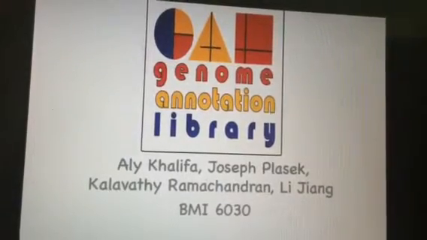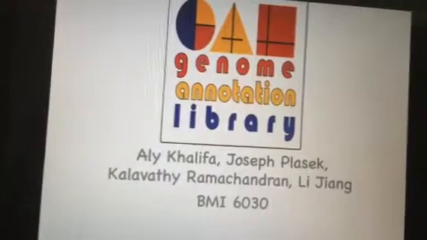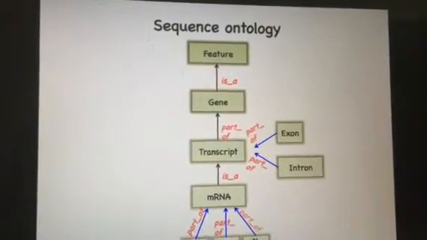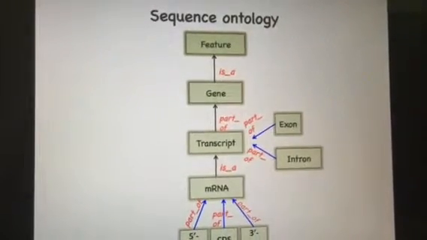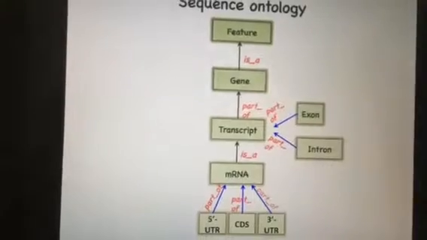I'll be talking a little bit about sequence ontology basics and why we have to use the Genome Annotation Library. GAL is basically a sequence ontology tool developed by the sequence ontology community for working with biomedical and sequence ontology data.